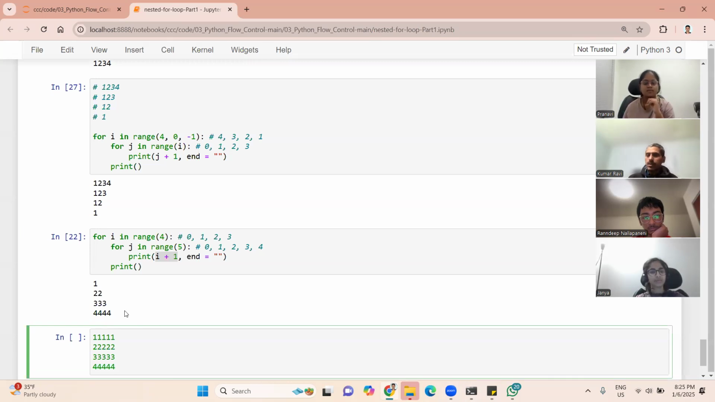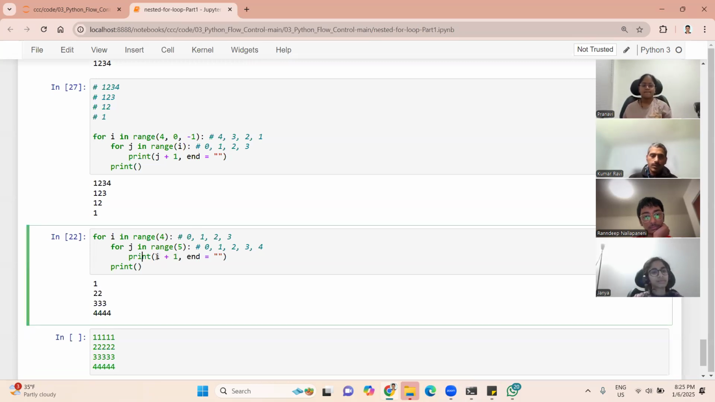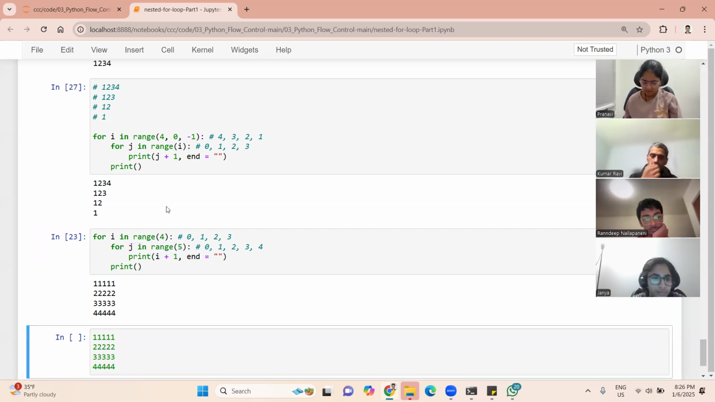Like this. Why? Because I is printing. And first time, what is the value of I? 0. And 0 plus 1 is 1. And how many times it will go? 5 times. See the output. See, both are matching. Sorry, can you repeat the explanation again?